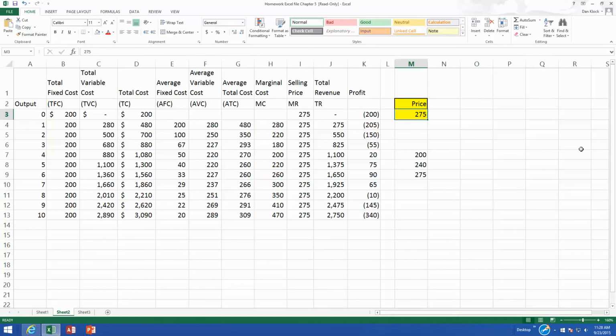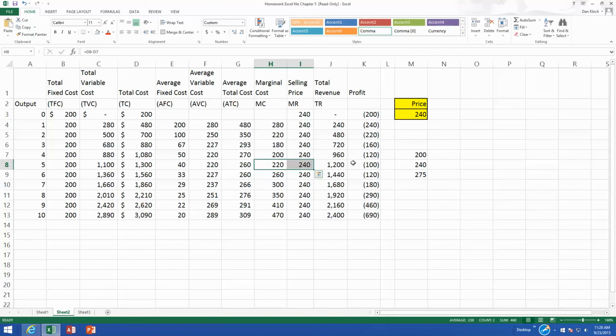So let's try 240. If I do 240, boom, no profit at all. Notice my profits are all negatives. But if I look at where marginal cost and marginal revenue are the closest, and I believe it's right here, then again, I got a negative 100 profit.